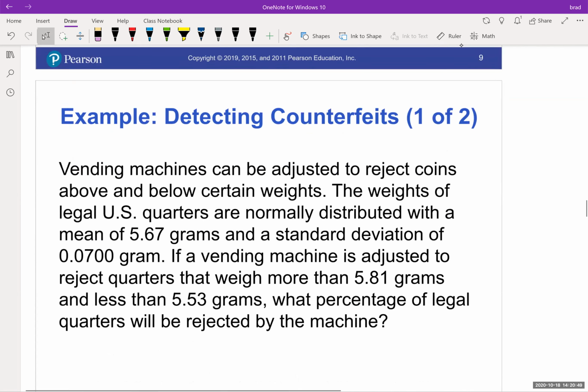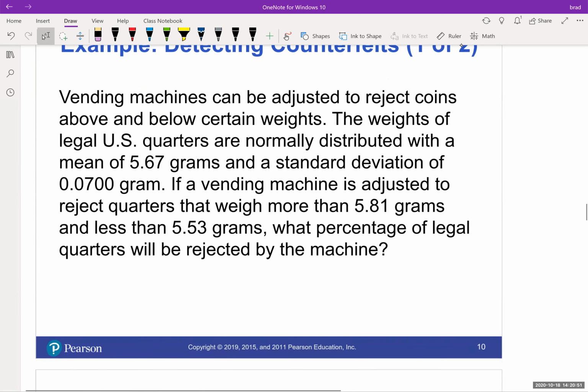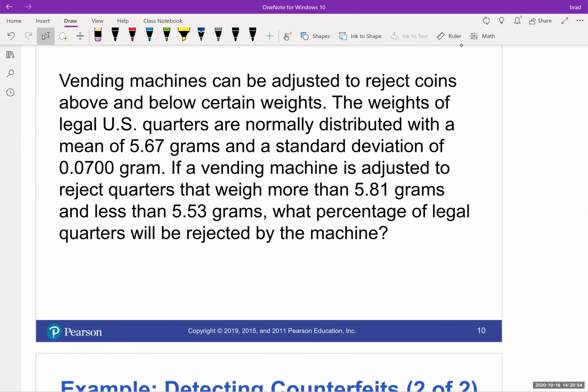We need something else. Okay, so it says in this first example, vending machines can be adjusted to reject coins above and below certain weights. The weights of legal US quarters are normally distributed with a mean of 5.67 grams and a standard deviation of 0.07 grams. If a vending machine is adjusted to reject quarters that weigh more than 5.81 grams and less than 5.53 grams, what percentage of legal quarters will be rejected?